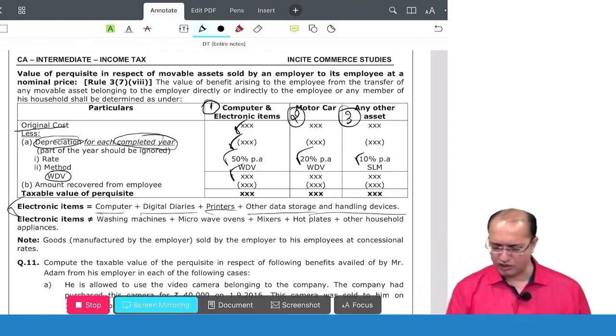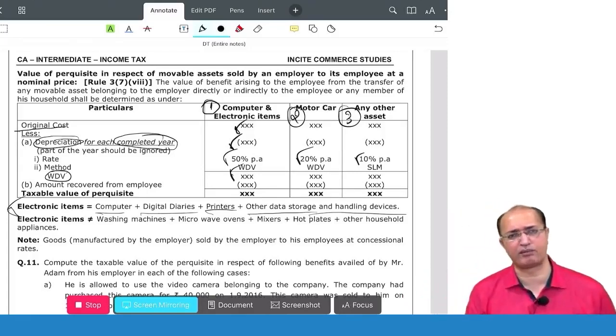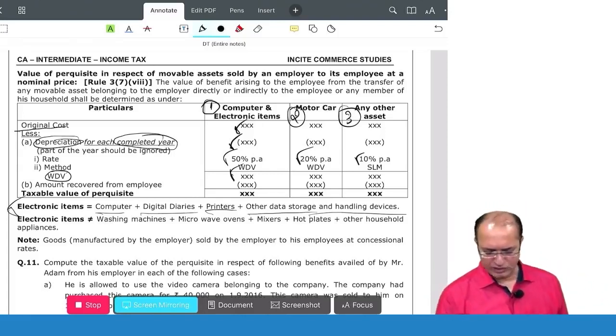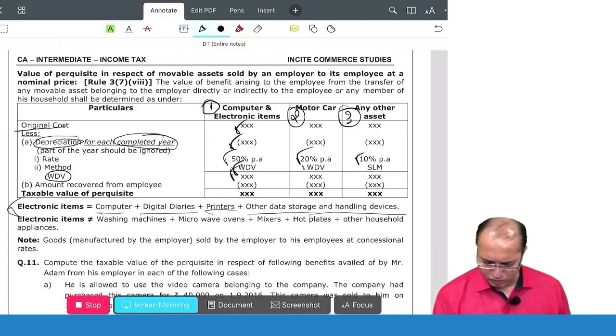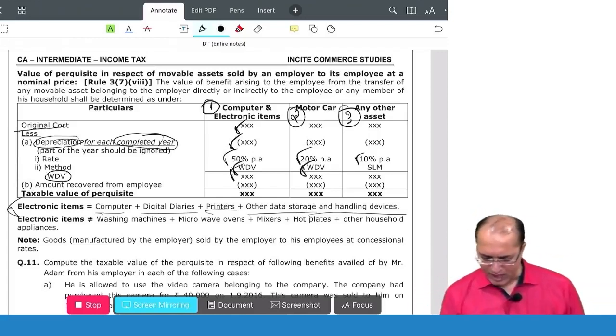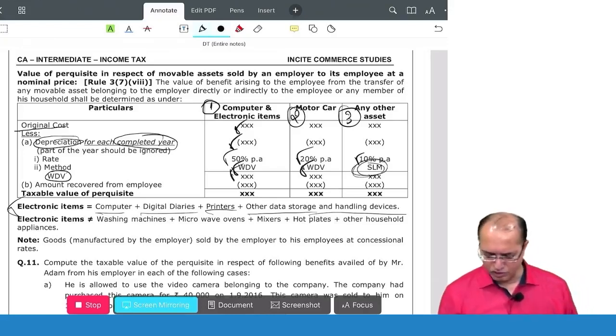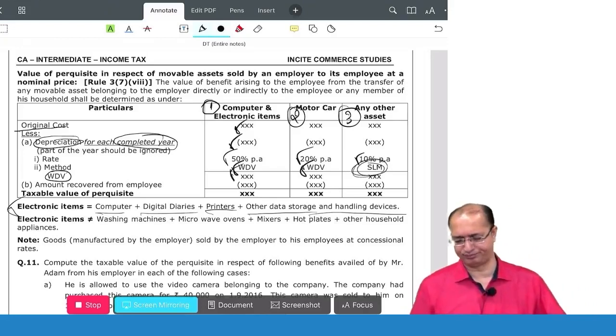And now we move on to the third point. Depreciation should be calculated by applying which method? In case of computer and electronic items, you should apply reducing balance method, also called WDB method. Motor car also you should apply reducing balance method, also called WDB method. Other assets you should apply straight line method.